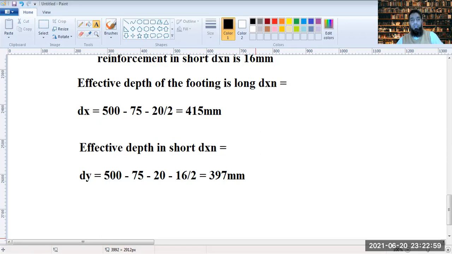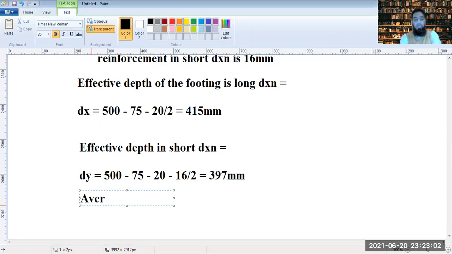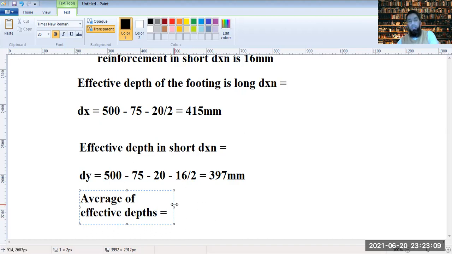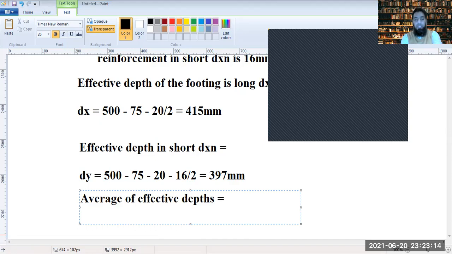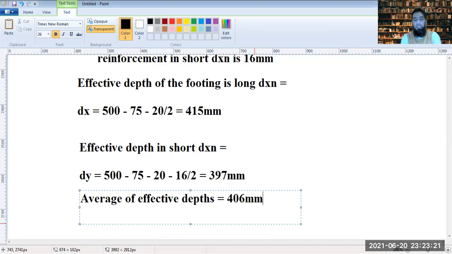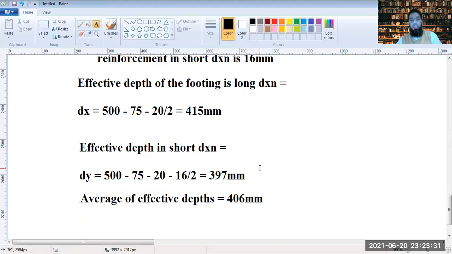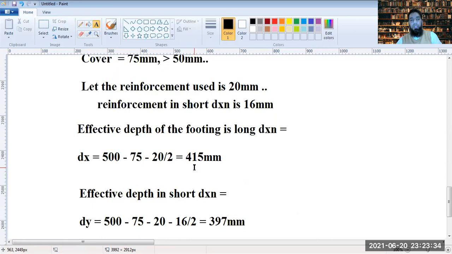So now you have the effective depths. If you now take the average of both the effective depths, how much would that be? 415 plus 397, divided by 2, that's 406 mm. That is the average effective depth that we are getting from these two. Now let's begin with the one-way shear condition.